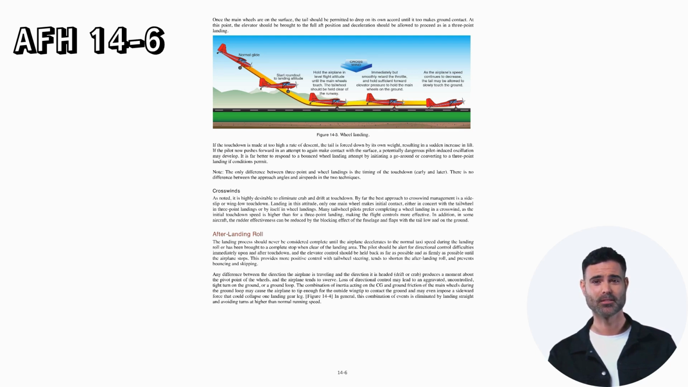If the touchdown is made at too high a rate of descent, the tail is forced down by its own weight, resulting in a sudden increase in lift. If the pilot now pushes forward in an attempt to again make contact with the surface, a potentially dangerous pilot-induced oscillation may develop. It is far better to respond to a bounced wheel landing attempt by initiating a go-around or converting to a three-point landing if conditions permit.